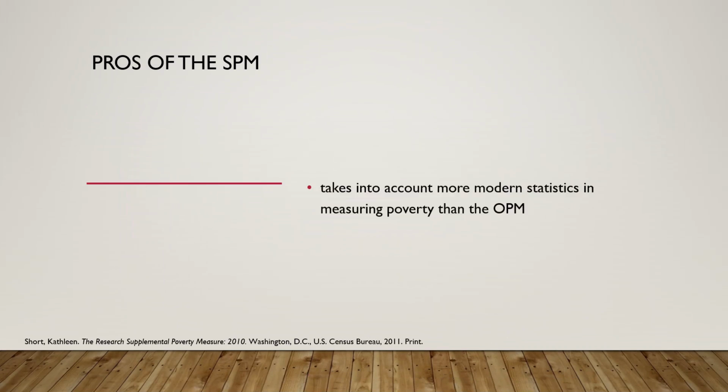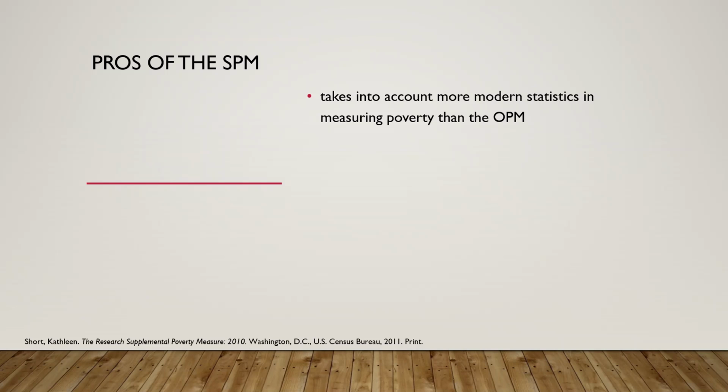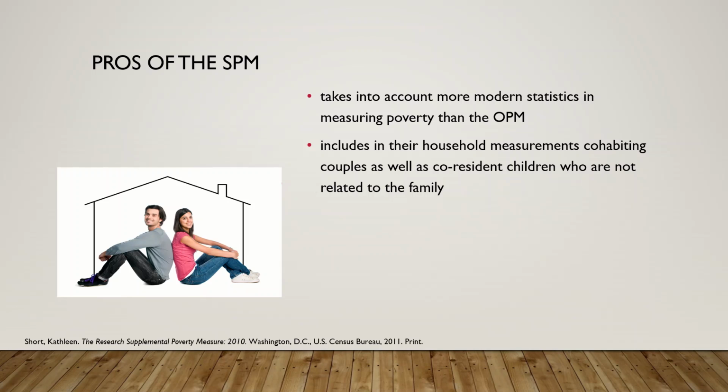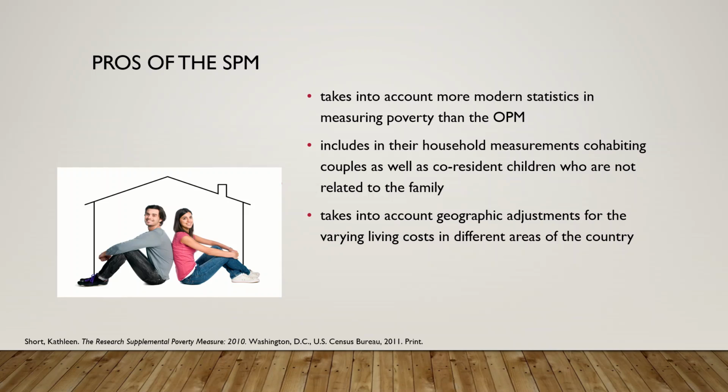The SPM takes into account more modern statistics in measuring poverty than the OPM. Most notably, the SPM includes in household measurements cohabiting couples as well as co-resident children who are not related to the family. The SPM also takes into account geographic adjustments for the varying living costs in different areas of the country.